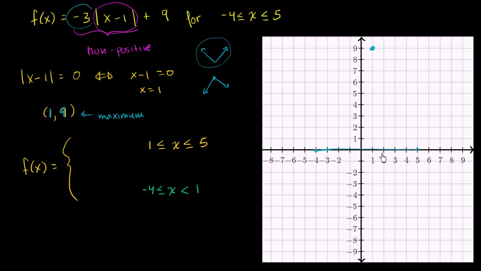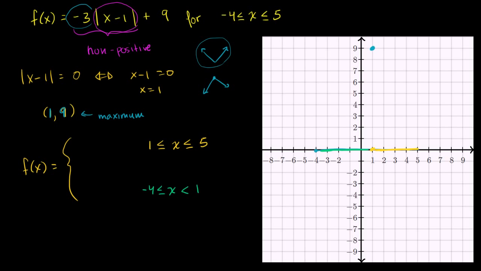Now I'm breaking it up to the right of the vertex and the left of the vertex. So this right over here is to the right of the vertex, and this right over here is to the left of the vertex. So to the right of the vertex, for x greater than or equal to 1, x minus 1 is going to be positive, and the absolute value of a positive thing is just going to be that same value.